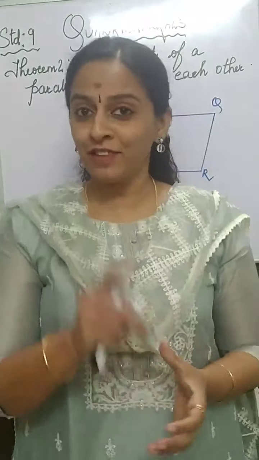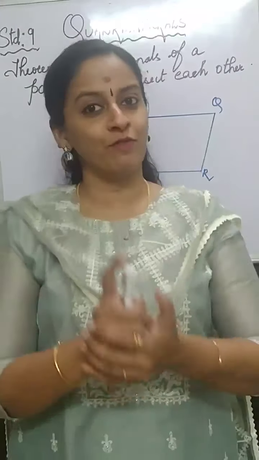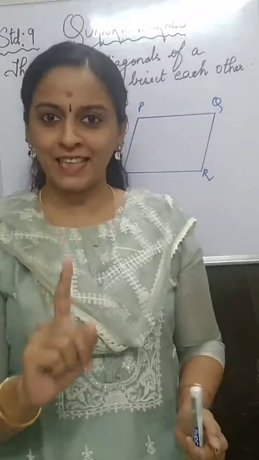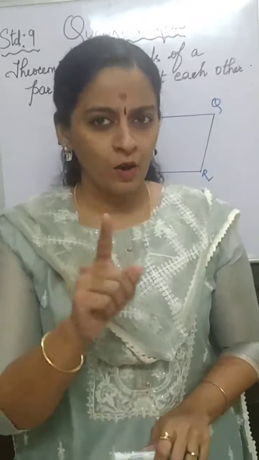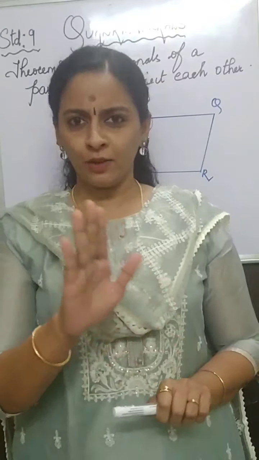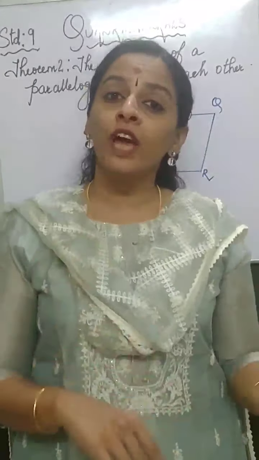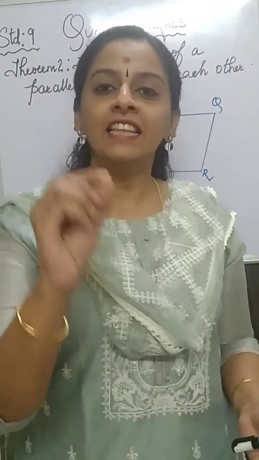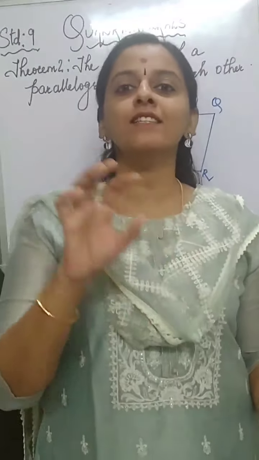Hello, we are back with the chapter Quadrilaterals which we began in the previous class. In the previous class, we did one theorem related to parallelogram. I hope you all have solved it well. Okay, you understood the theorem well. Today, we will start another theorem of parallelogram. And the theorem is: the diagonals of a parallelogram bisect each other.